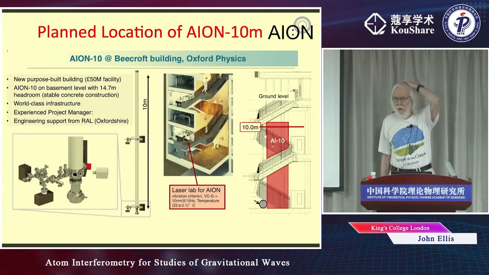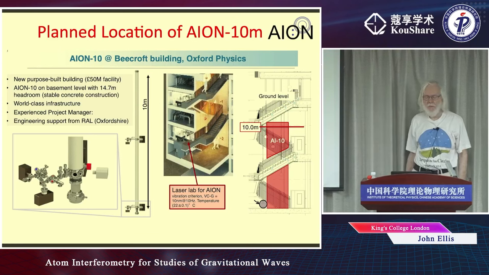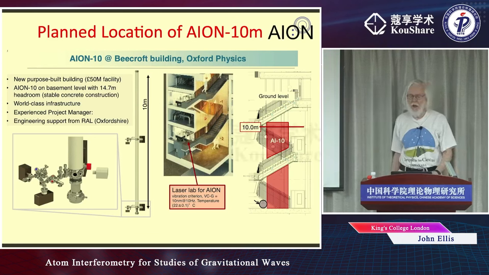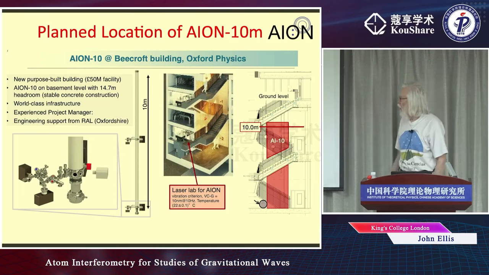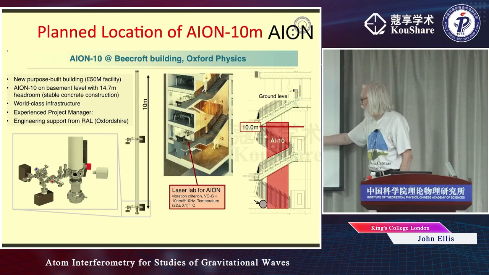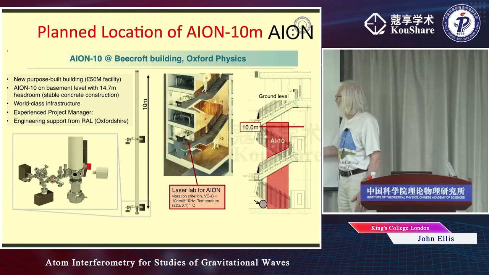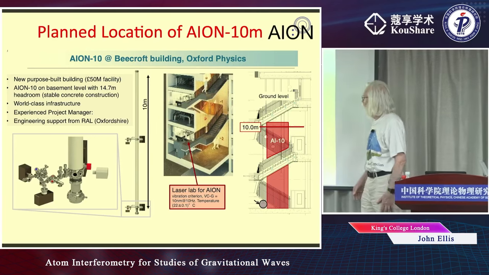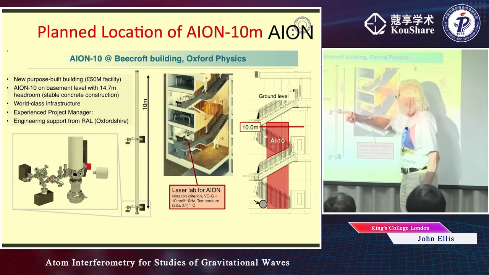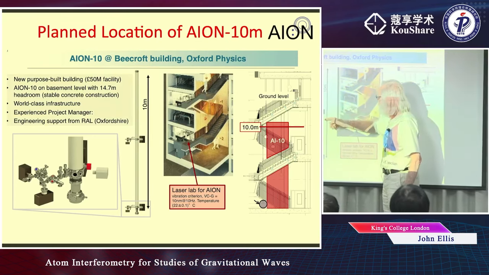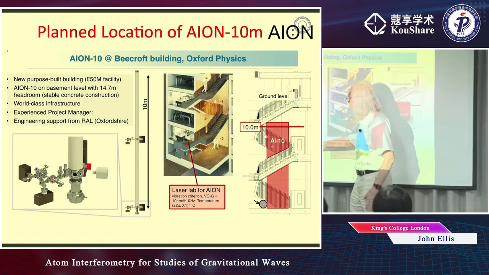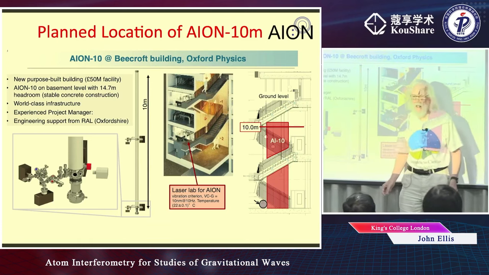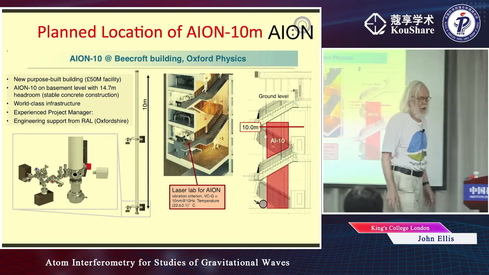So this first 10-meter detector is to be installed in the basement of the Oxford Physics Department. It's built just a few years ago. It's got this seismically very stable basement, and there's a nice vertical 10-meter shaft in the middle here. And so the actual detector would look a little bit like this, a thin vacuum tube with sources arranged, maybe two, maybe three. And this is a typical arrangement of one of the atom sources that feeds the atoms into the interferometer.